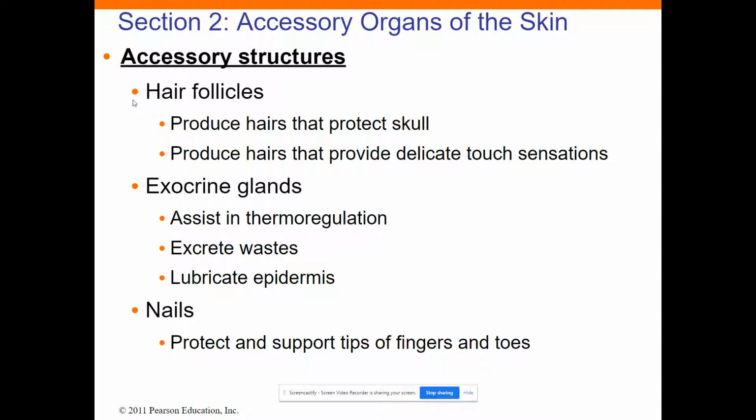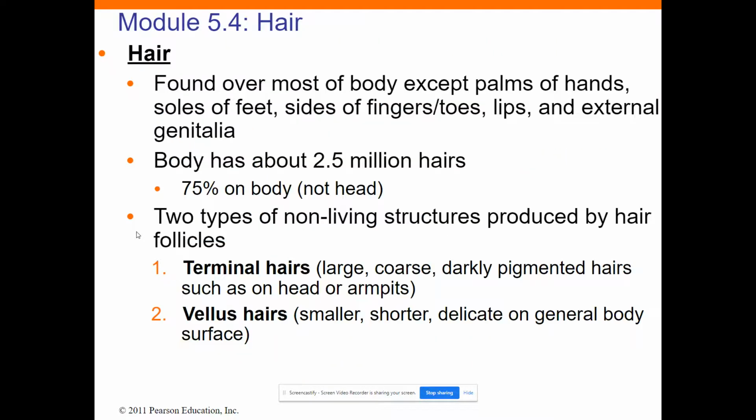So hair follicles are the components that produce hairs, that form the hairs. The exocrine glands are glands. Exo means to exit, so those are glands that secrete things onto the surface of your skin. And so there's three main types: sebaceous glands, apocrine glands, and merocrine glands. We'll talk about those in this video.